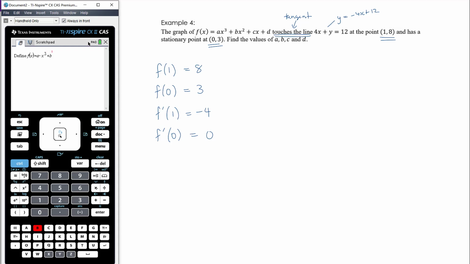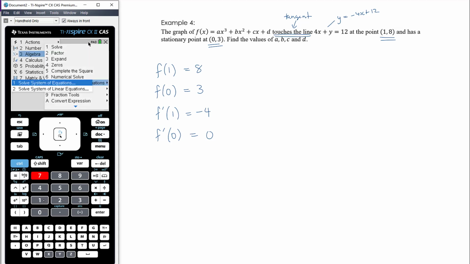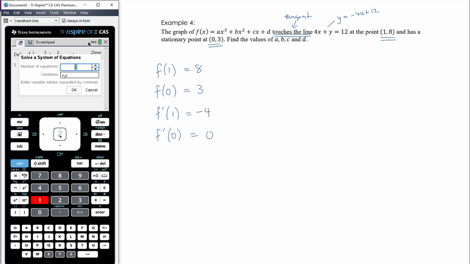Plus b times x squared plus c times x plus d. Okay, we define our general function. Then we're going to want to solve 4 simultaneous equations. Menu 3, 7, 1, 4 equations, and the unknowns in those equations are a, b, c, and d. Okay, so we set up our simultaneous equations template.